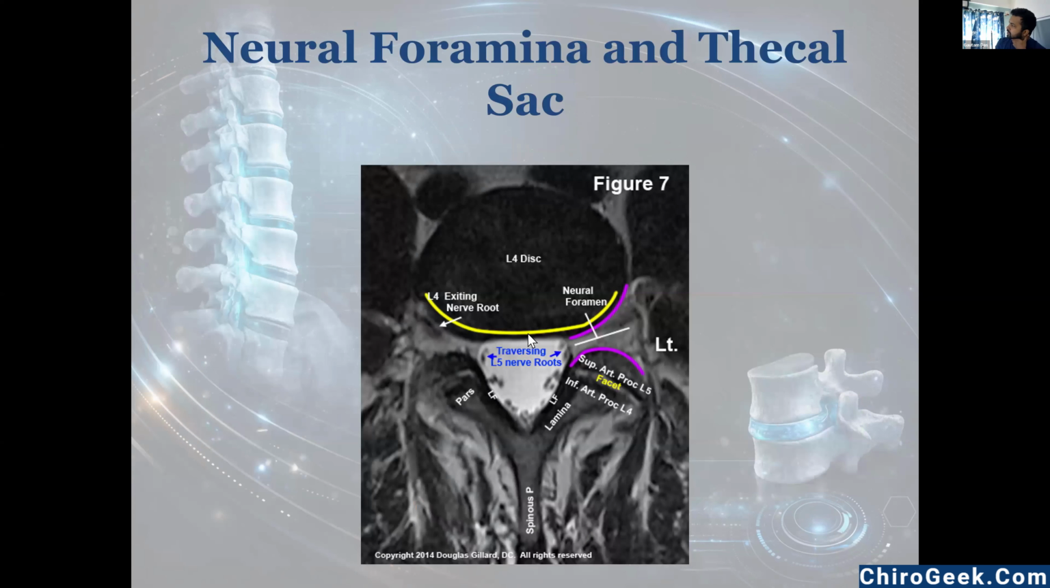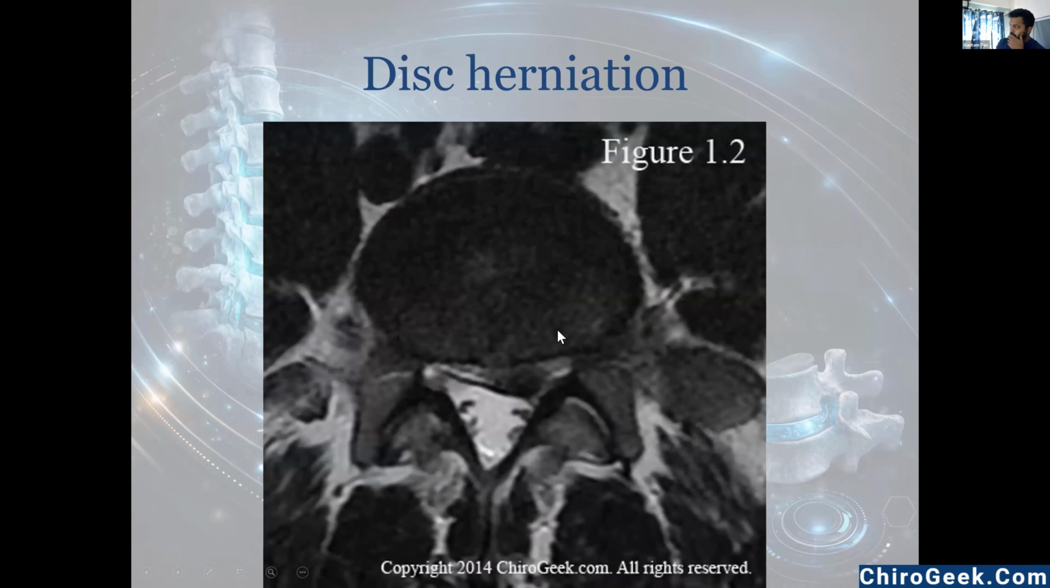Next, we have to see the neural foramina and thecal sac. This is the neural foraminal area. Any disc bulge, protrusion, or extrusion will come and affect those parts. So we have to go into detail. We have to see what the types of bulge and herniation are.